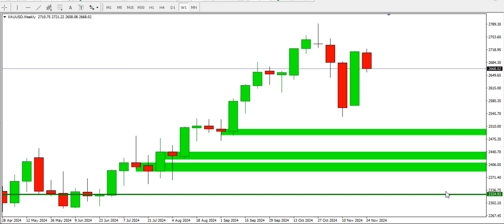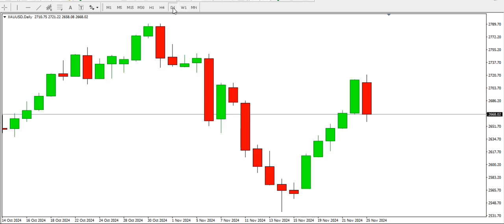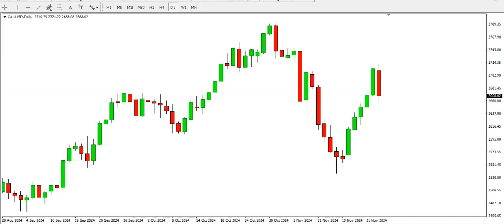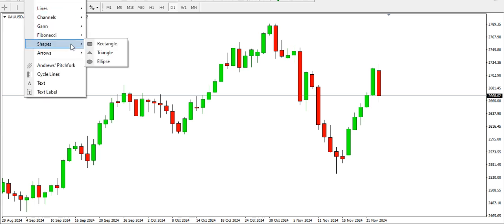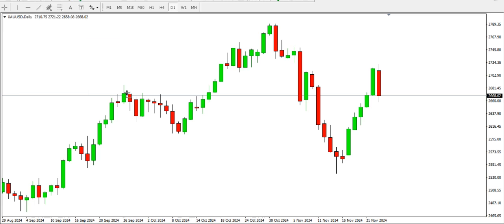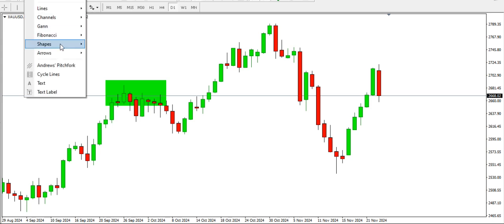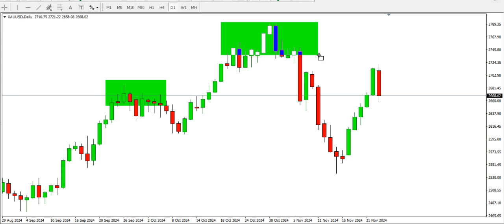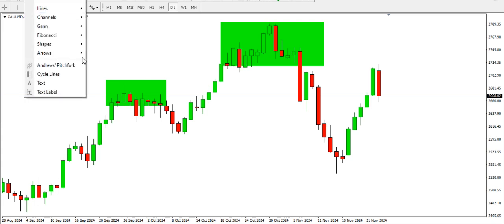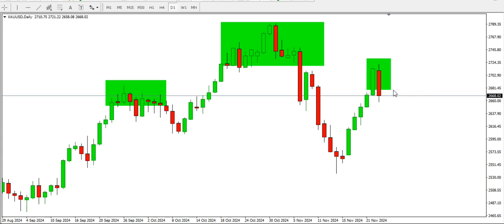On the daily time frame, we've looked at pivot analysis, but a significant pattern on the daily time frame is giving us this left shoulder, this is the head, while this right shoulder is forming. This is a speculation.